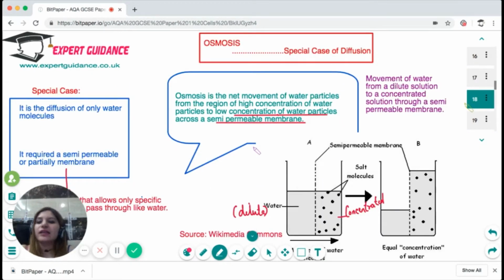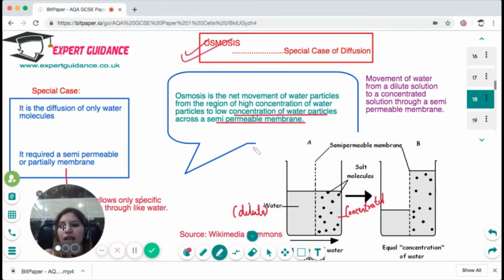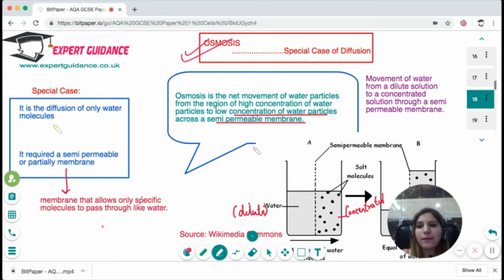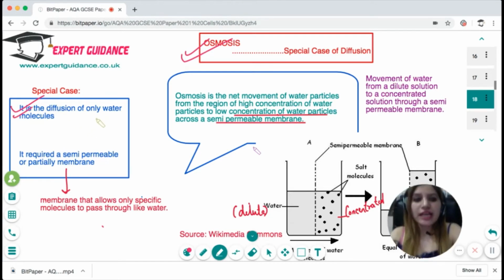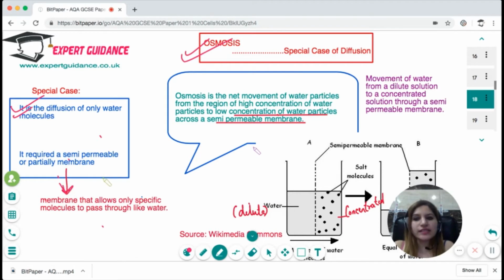Now let us look at another special case of diffusion called osmosis. Why is osmosis a special case? Because there are two special things in osmosis. First, it is the diffusion of only water molecules. Diffusion can be of any substance, but osmosis is the diffusion of just water molecules. And second, a semi-permeable membrane, or partially permeable membrane, is required. Now, what is a semi-permeable membrane? The membrane that allows only specific molecules to pass through, like water.